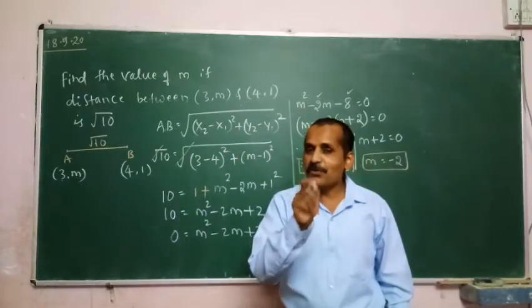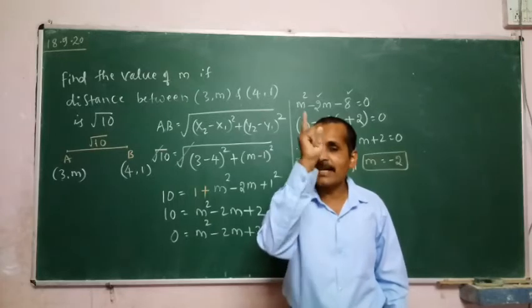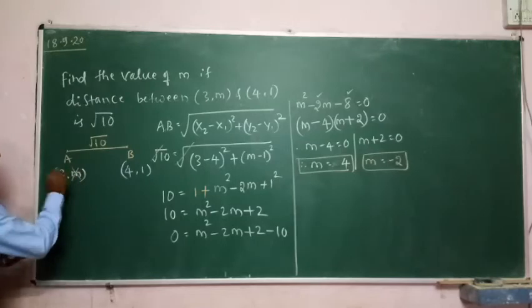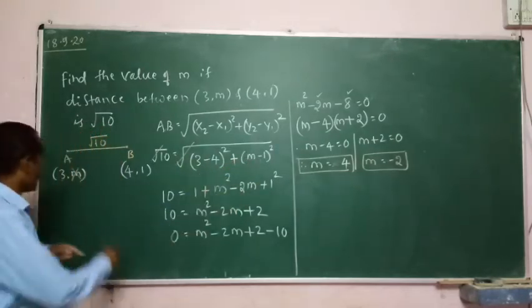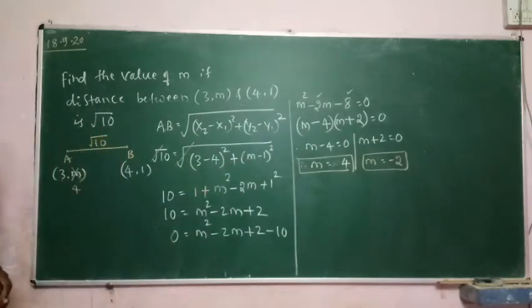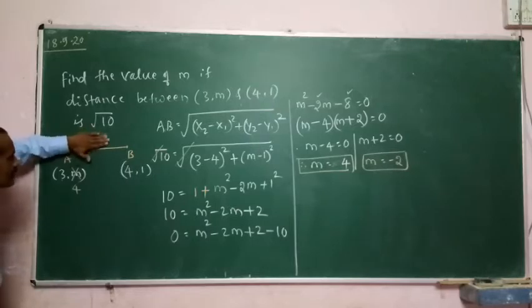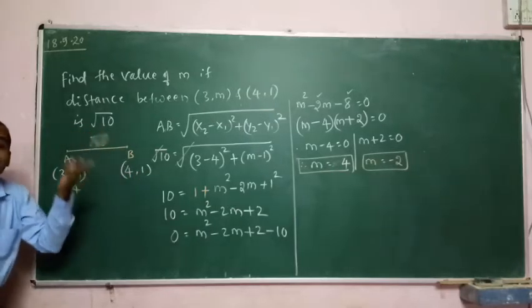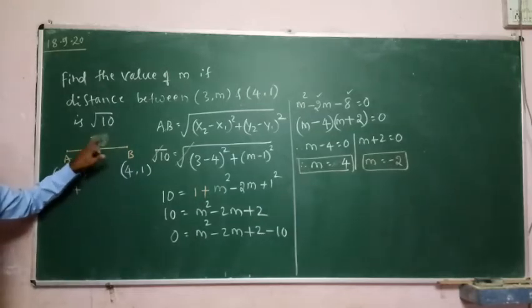And again, I will tell you the verification part. Those who are interested, they can check it. How? Put the value of m as 4. You forget this, root 10 is there. Take these two coordinates and find the distance. Your answer must be root 10. Check it.